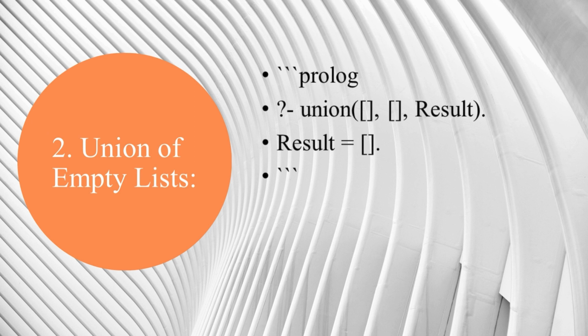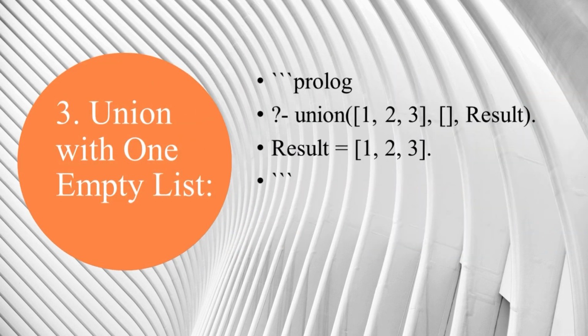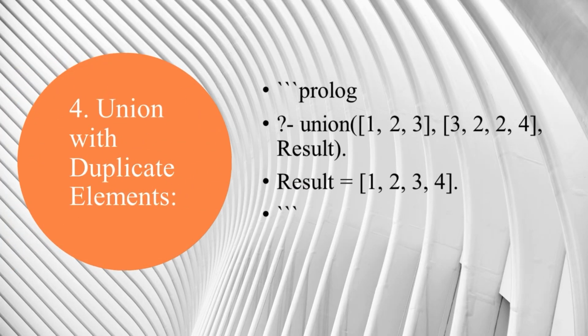Next is union with one empty list. So, the query will be 1, 2, 3 in one list, comma, empty list, comma, result. So, the result will be 1, 2, 3. Next, union with duplicate elements. So, we have to query 1, 2, 3, comma, 3, 2, 2, 4, comma, result. So, the result will be 1, 2, 3, 4.